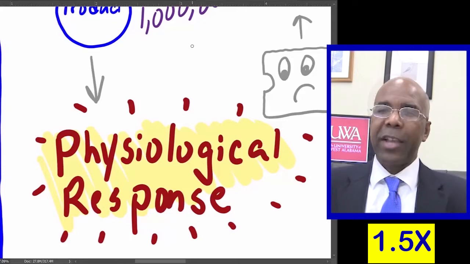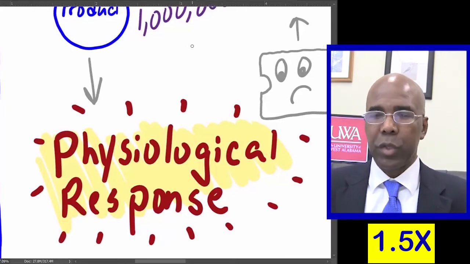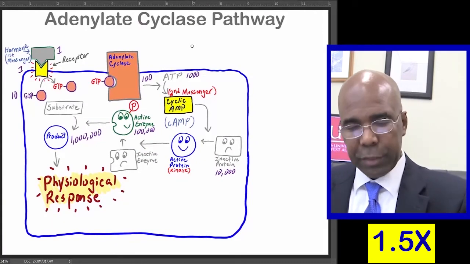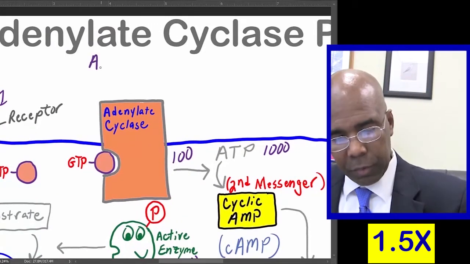And so this is how the action of one hormone can be amplified numerous times to give a large, fast, and strong physiological response. And so that was the first point I wanted to make, and that's amplification. These pathways are very important in that they amplify a signal. So amplification.